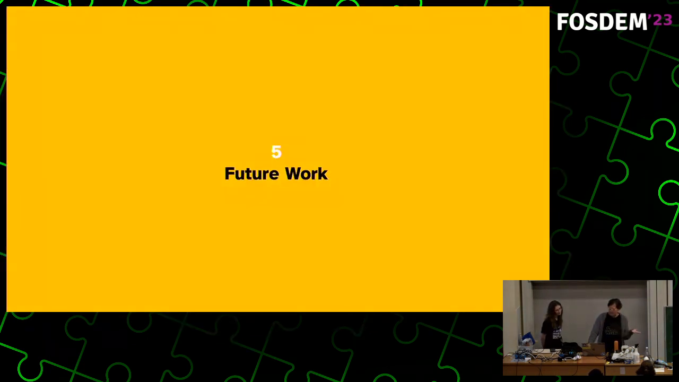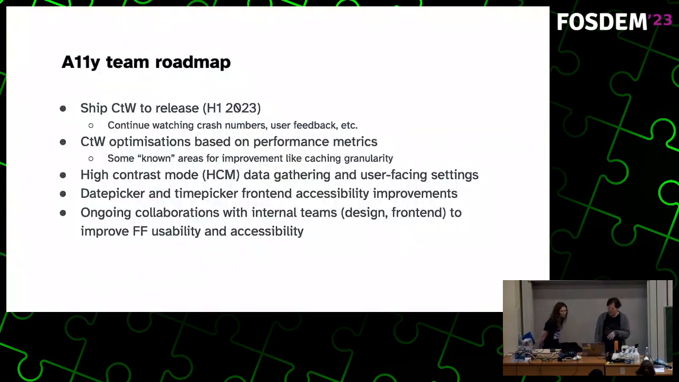And then really quickly, future work. The accessibility team at Mozilla is responsible for a lot more than just the accessibility engine. We're also responsible for high contrast mode, zoom, and Firefox front-end usability and accessibility. So we've got a lot of projects apart from this, but our main goal for this half is to ship Cache the World to release. We're currently in beta, and we have a lot of promising results, so we're really optimistic about getting this to all of our users.